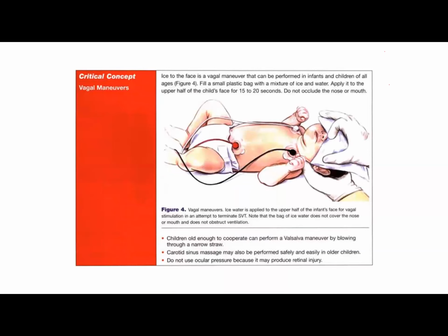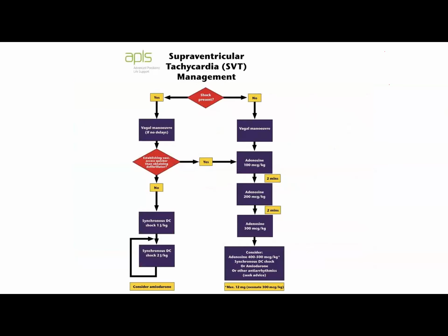The other measures you can try in a bigger child is you can give a straw and ask them to blow in a narrow straw. This is kind of trying to make them perform a Valsalva maneuver. And the other option is carotid sinus massage. But this is quite difficult to do in a 1-month-old child with almost no neck. And there is one other practice where we use ocular pressure to reduce the heart rate, but that is currently not routinely advised because of the danger of retinal injury. So these are the vagal maneuvers that you do in a stable child.